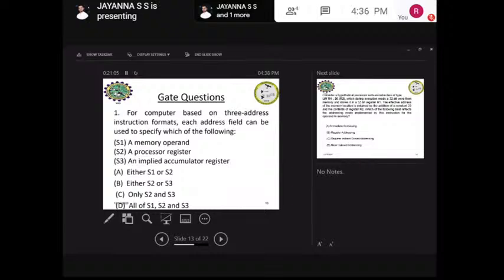As we know, when we consider a destination operand, it can be a memory operand or a processor register. It cannot be an immediate value, because the destination is the point where we have to store the result. Therefore, we need some memory location, or we can use a register.